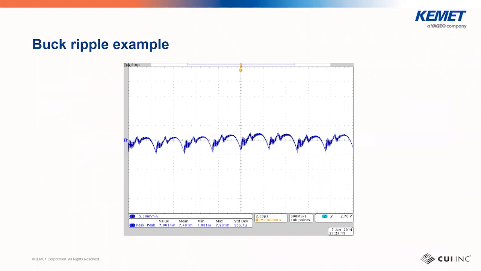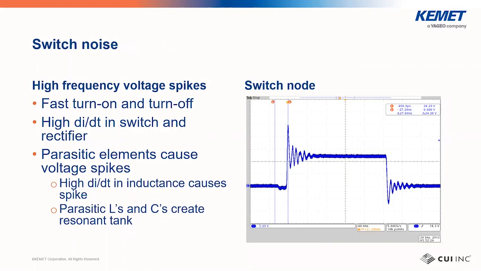Here's an example of a buck converter ripple output, and in this one you can very clearly see those components on the ripple waveform. Now, in addition to the ripple itself, there's often noise on the ripple waveform. This is due to the high-speed switching inside the converter. When the switch turns on and off, it has to do so very fast.